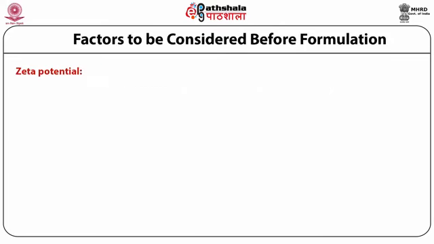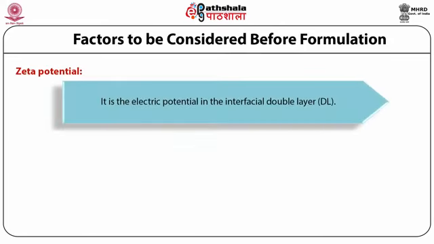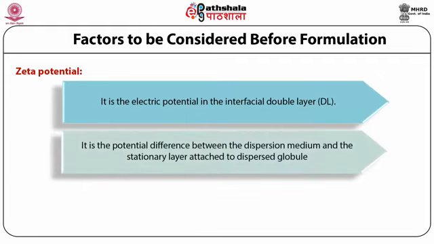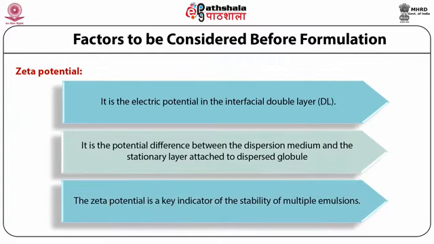Zeta potential is the electric potential in the interfacial double layer. It is the potential difference between the dispersion medium and the fluid present as the stationary layer attached over the dispersed globules. The zeta potential is a key indicator of the stability of multiple emulsions. The magnitude of zeta potential indicates the degree of electrostatic repulsion between similarly charged globules in a dispersion.